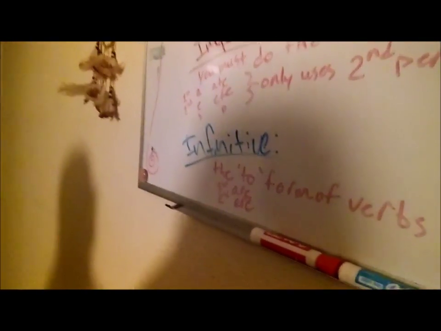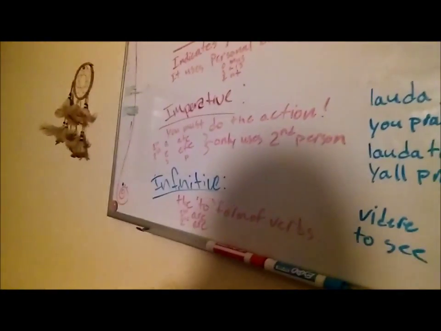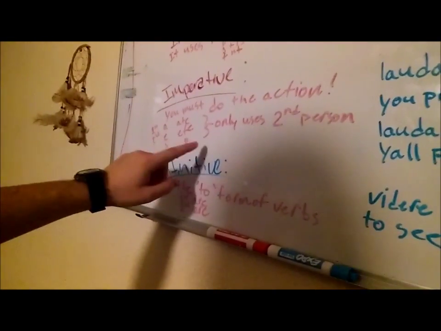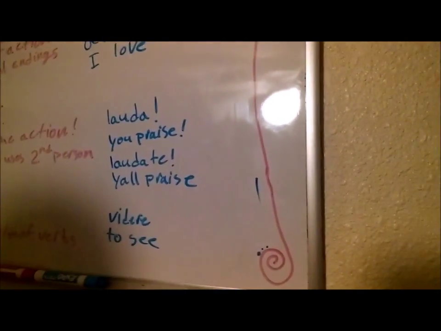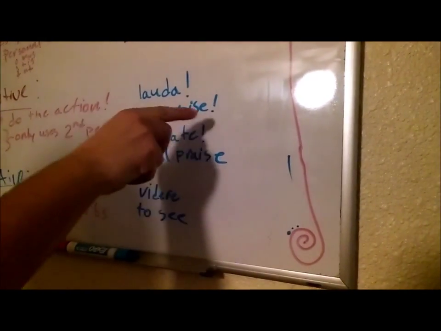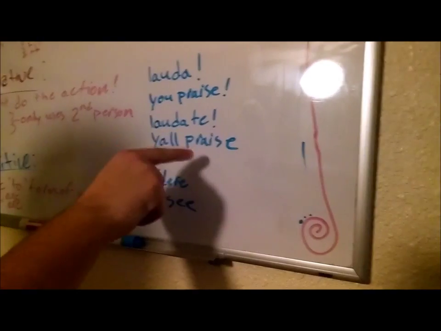Our next mood is the imperative. It means you must do the action, whatever the verb is. So we have two cases here: the endings -a and -ate, in singular and plural. Note that it only uses the second person, so it's not going to translate as we praise. It always translates as you praise. Lauda, you praise. Laudate, y'all praise.